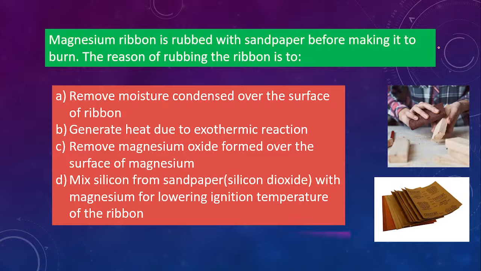Okay. Let's see the answer. So yes, option C is the correct answer. Very good. So that's a sandpaper in the photo. You can see the sandpaper that mostly the carpenters use. So with that you will rub the magnesium ribbon before burning it.